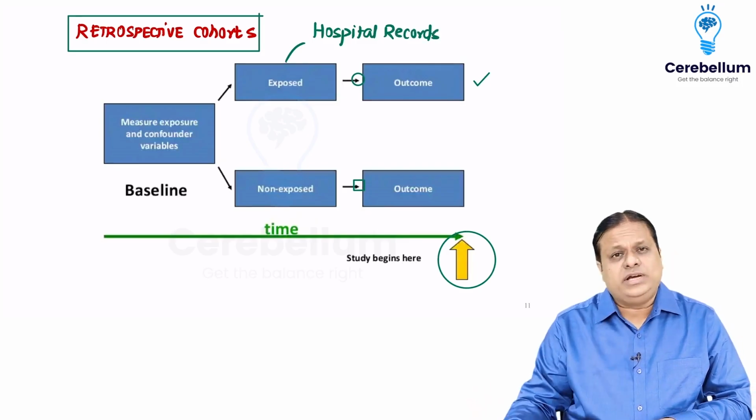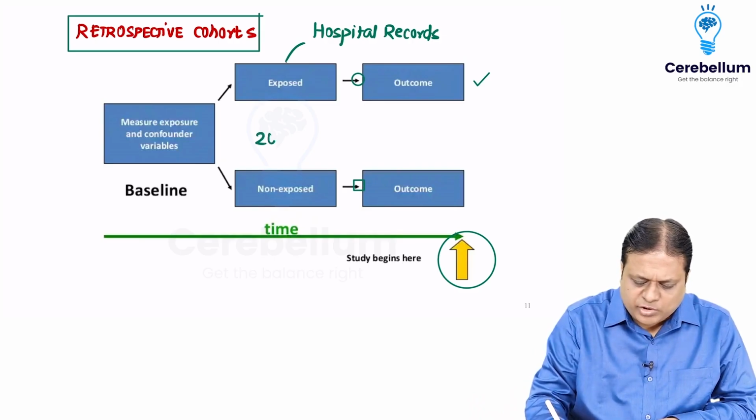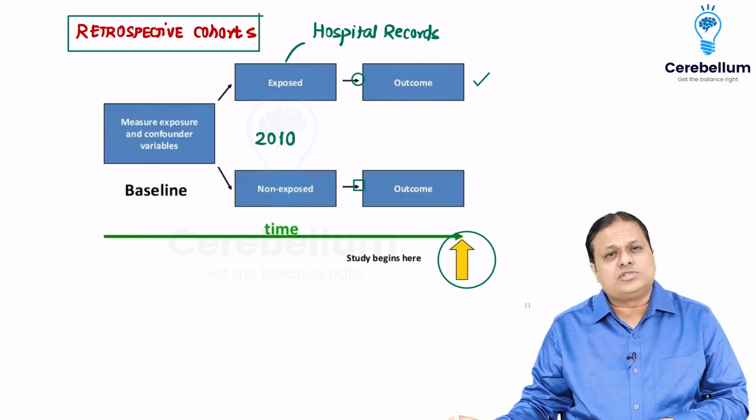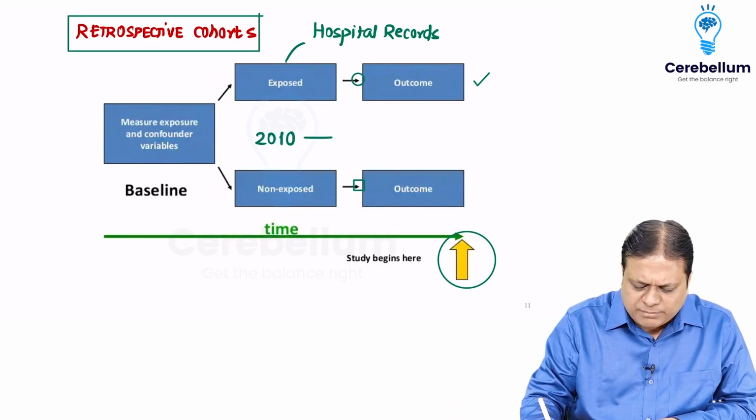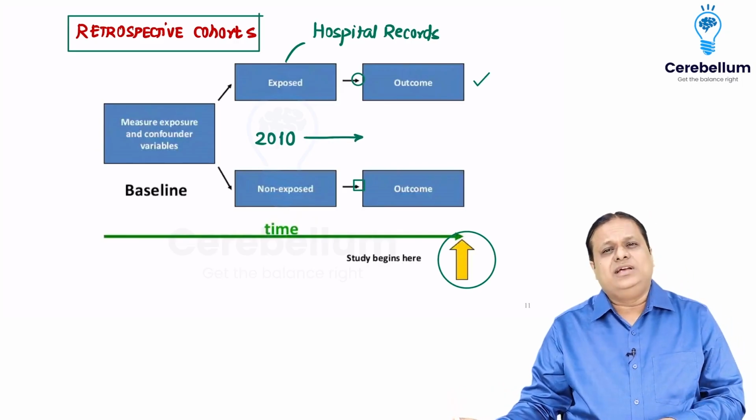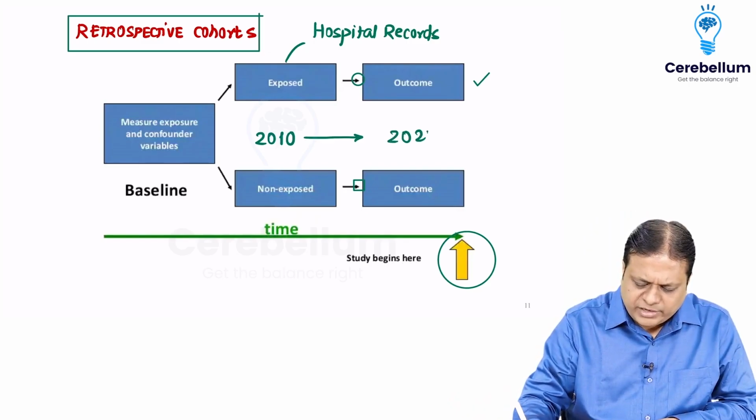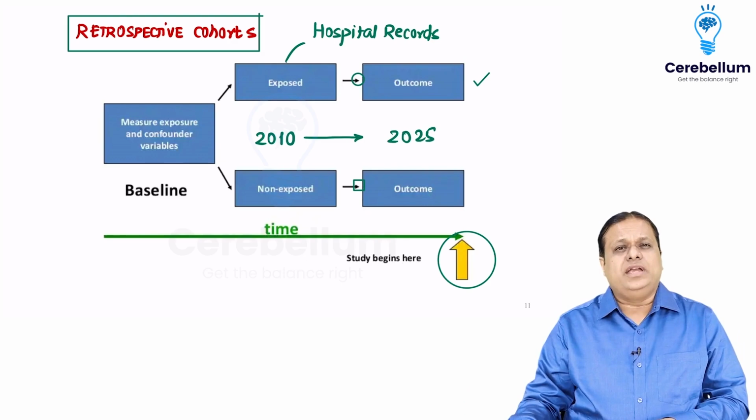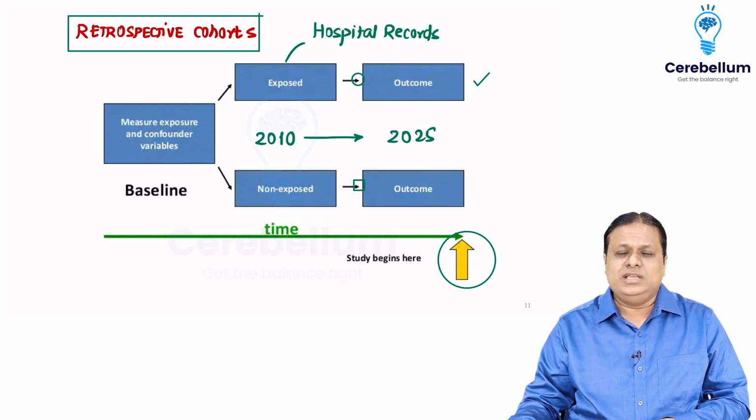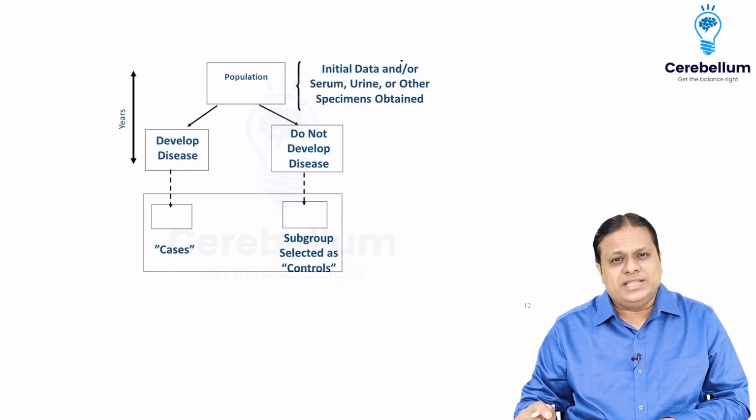So in 2010, you took hospital records, found out smokers and non-smokers, then followed them up in the forward direction till they develop the disease. That is till 2025. This is a retrospective cohort study, which has incidence and relative risk calculation possible but also saves time. This is, yes, exactly the example we took.